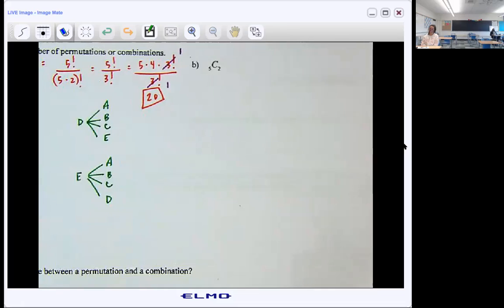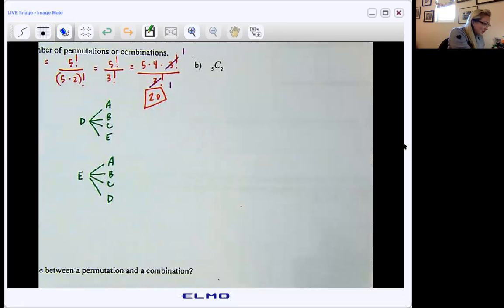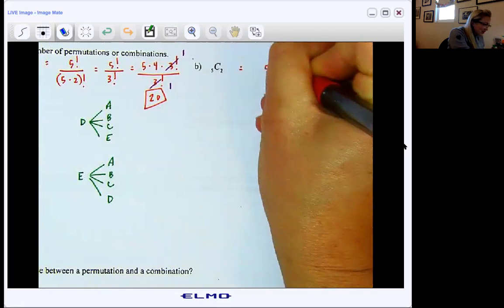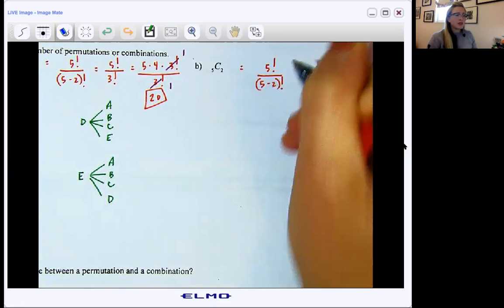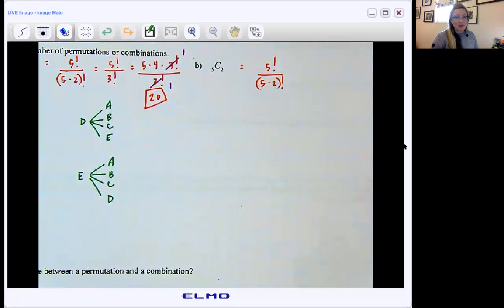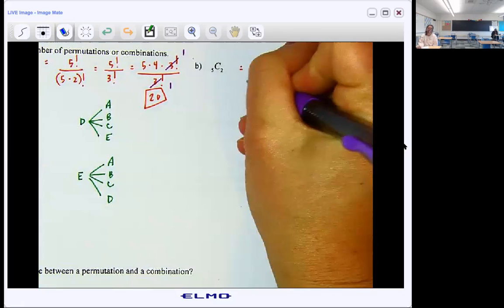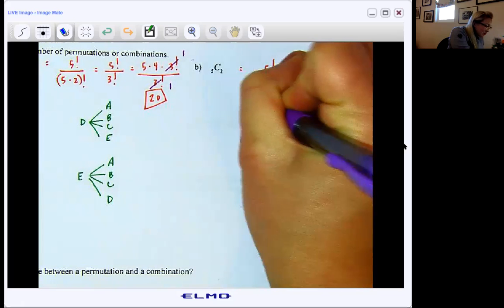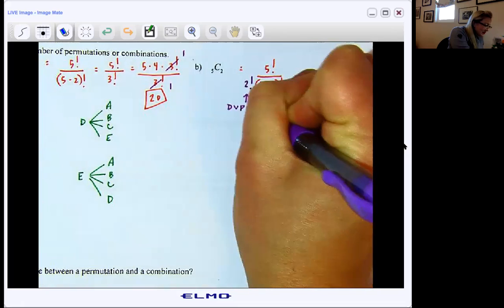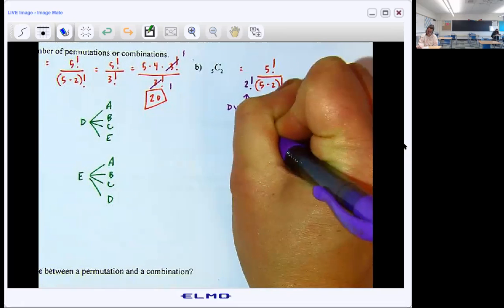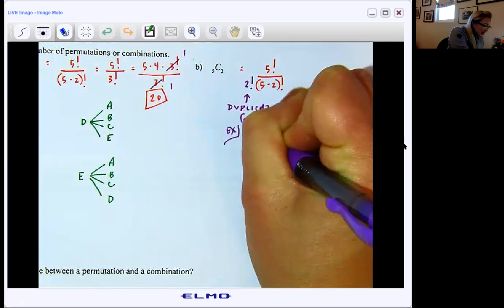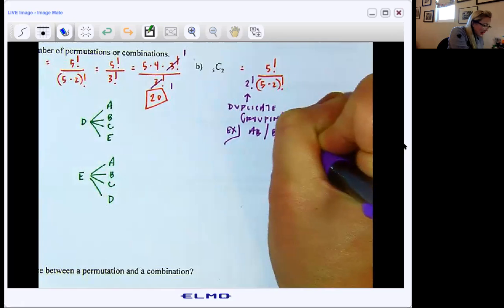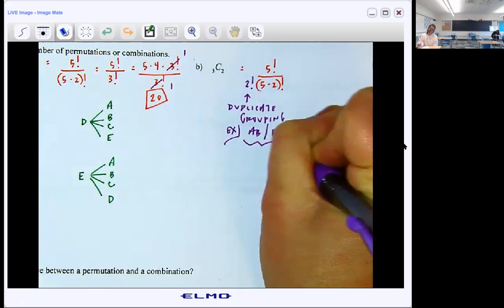So combination, we start off the same way. We say, okay, if it was a permutation, it would be 5 factorial over 5 minus 2 factorial. But since it's a combination, I have some duplicate groupings. So I have to divide out this 2 factorial. This is my duplicate groupings. And for example, group AB would be the same as BA, right? Same group.